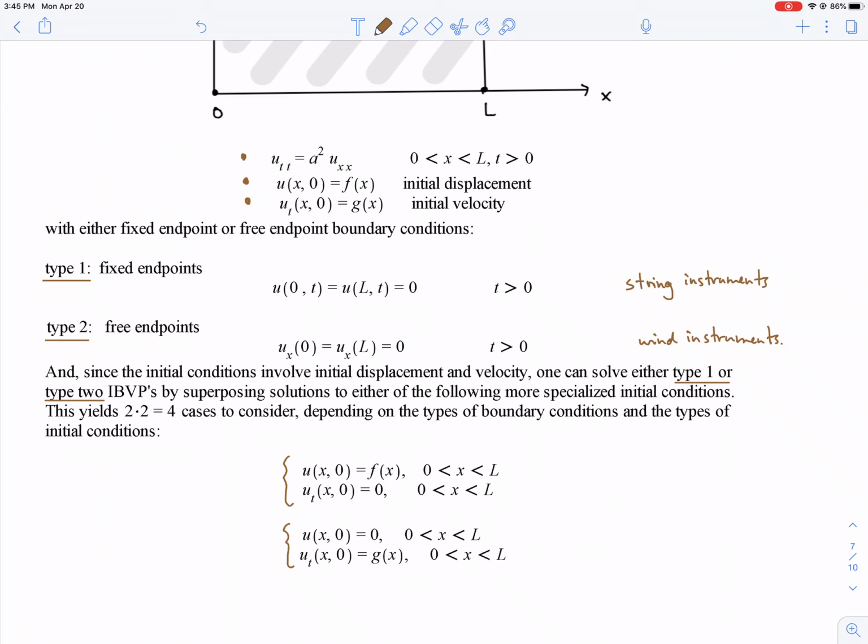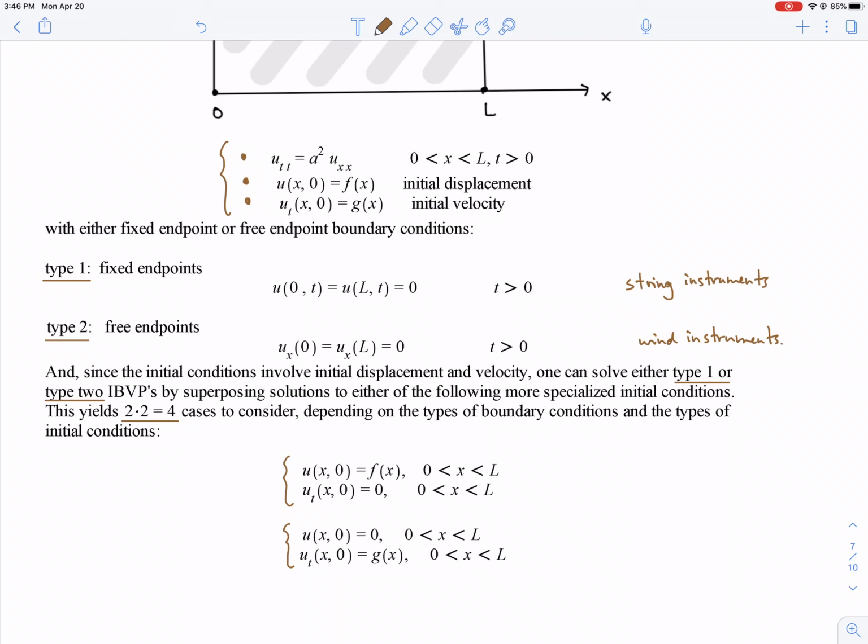And then if you add the solution to the first one to the solution to the second one, you get the solution to the most general one, where you're specifying both the non-zero initial displacement and initial velocity. And you can do this in the context of either type 1 or type 2 boundary values.